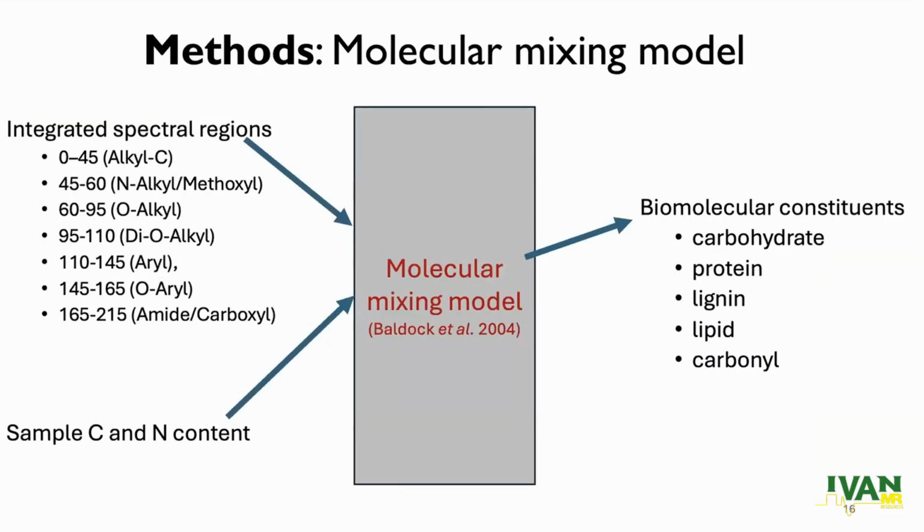Once we got the spectra from the NMR, we integrated these spectral regions here, which you may be familiar with. Then we also used sample carbon and nitrogen content and put all of that information into a molecular mixing model from Baldock et al. 2004 to infer these biomolecular constituents that ecologists like myself find it easier to think about. So things like carbohydrates, protein, lignin, lipids, and carbonyl. We did that for all of the samples.